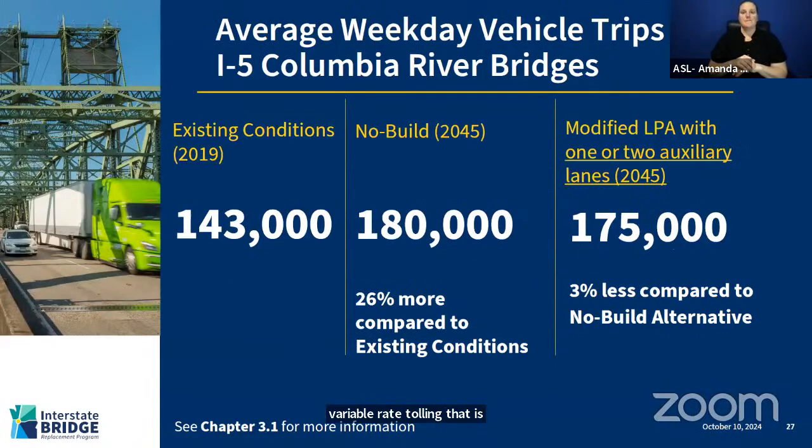Next, I'm going to talk about vehicles crossing the I-5 Columbia River bridges. In existing conditions in 2019, there are about 143,000 vehicles that cross on an average weekday. An average weekday is your Tuesday, Wednesday, Thursday. Those are the typical average conditions. Mondays and Fridays are a little bit different, so we typically use average weekday for comparison purposes. So existing conditions has 143,000.